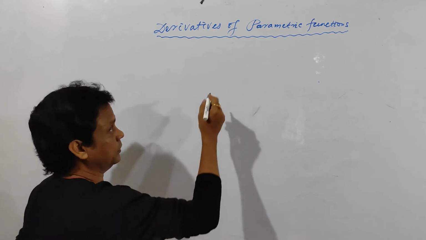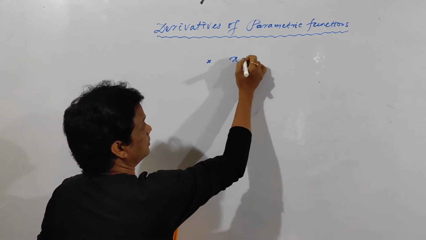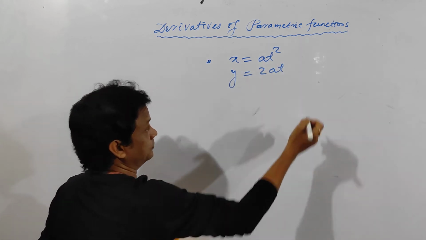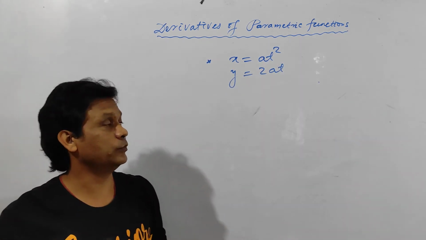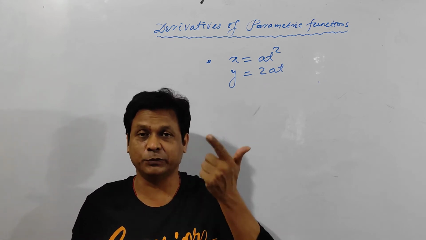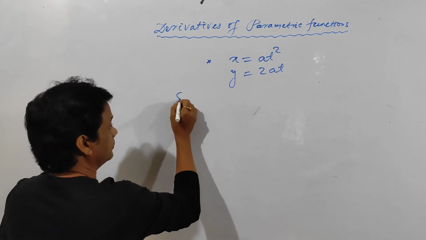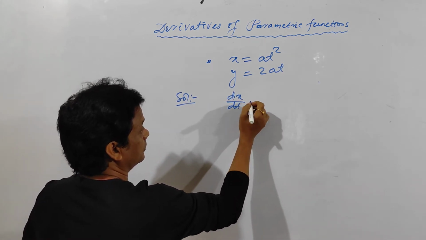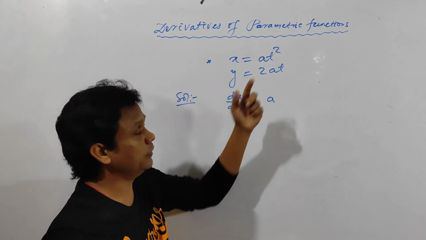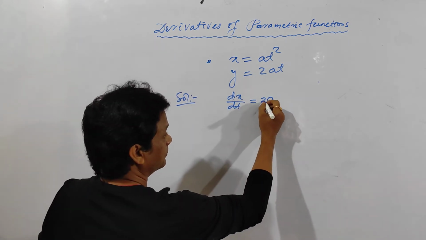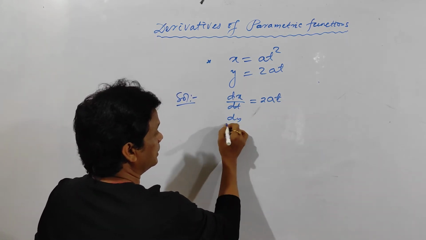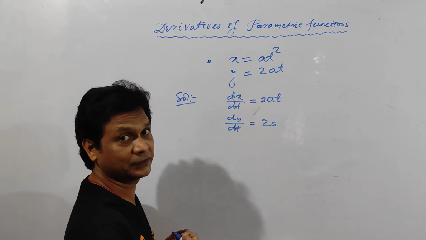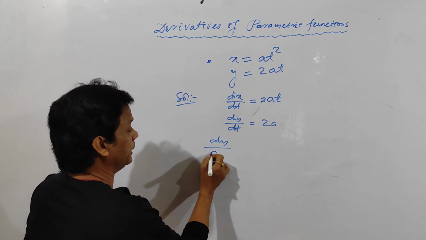See, I am giving some examples. First question is x is equal to at square and y is equal to 2at, and you want to find out dy by dx. See here. So what is dx by dt? a is constant and derivative of t square is 2t. Again, what is dy by dt? 2a is constant and the derivative of t is 1. Clear? So how to find out dy by dx?